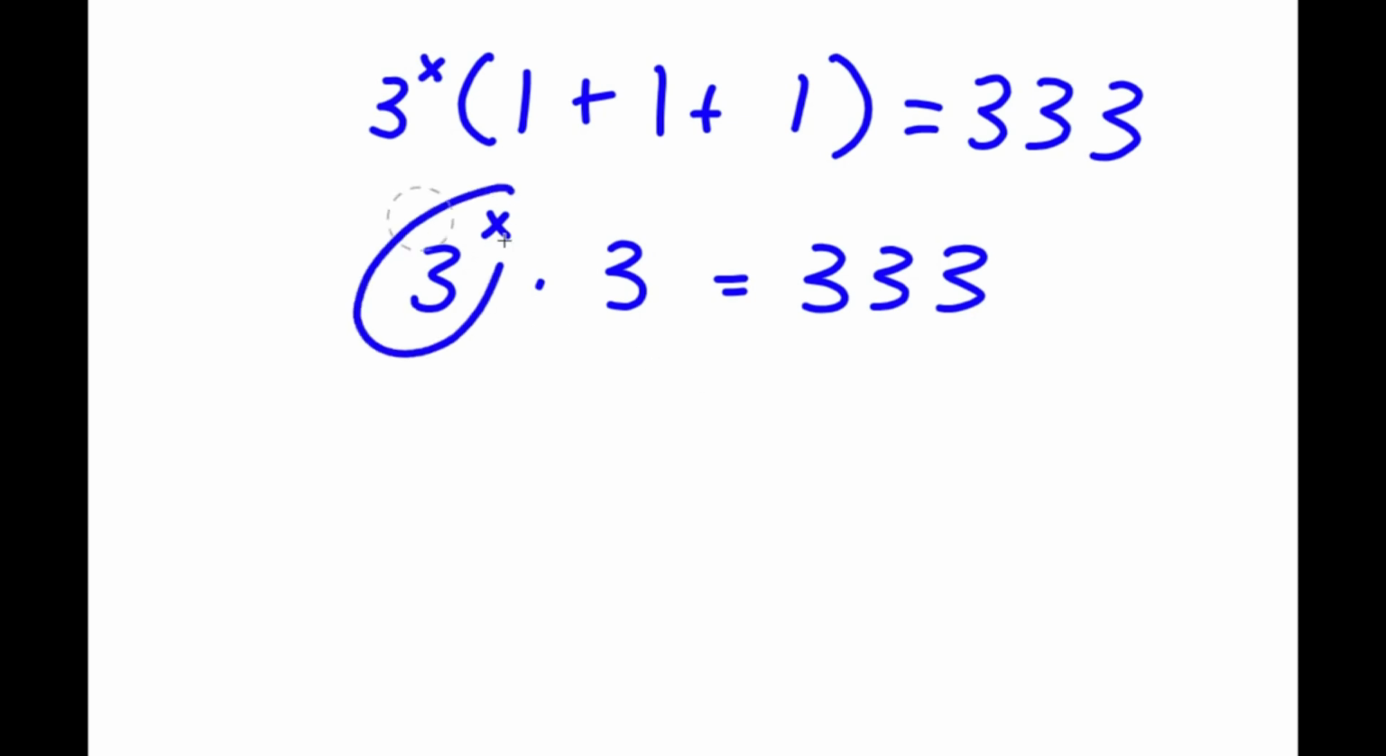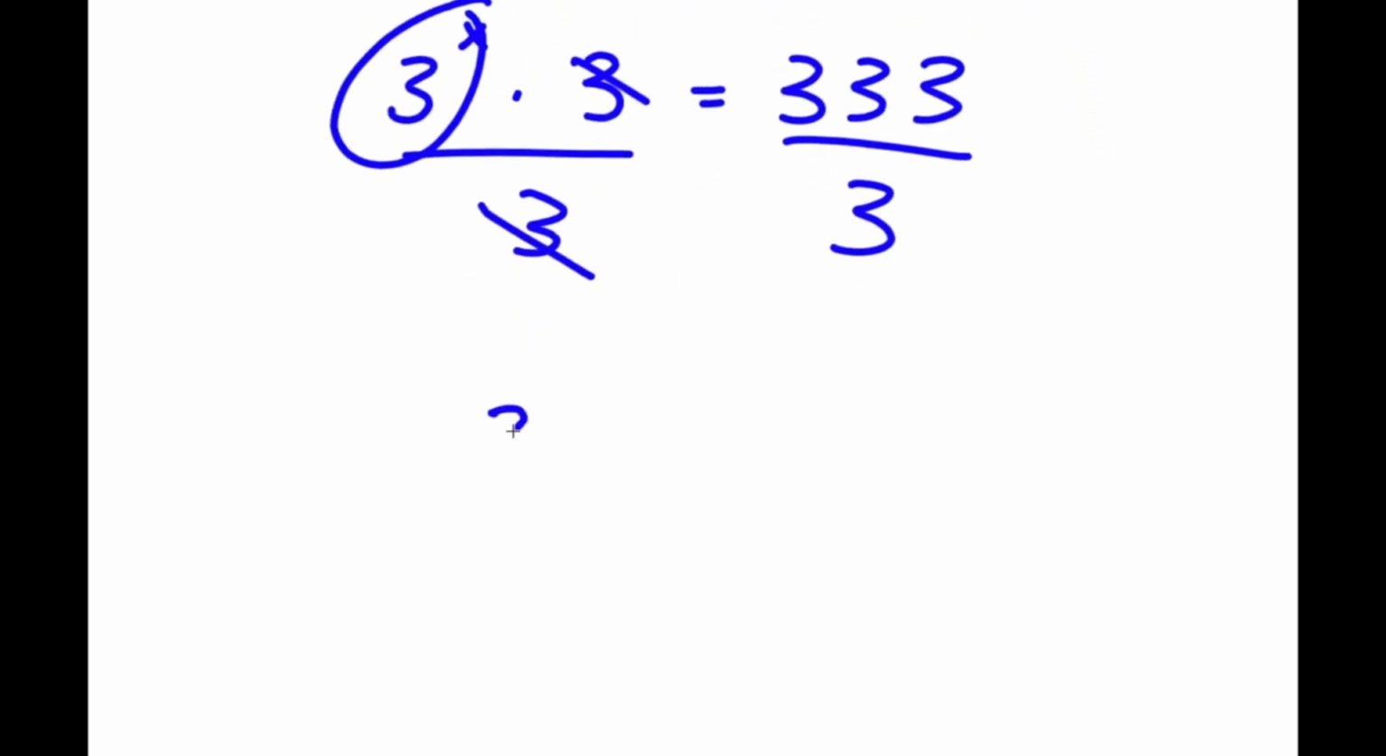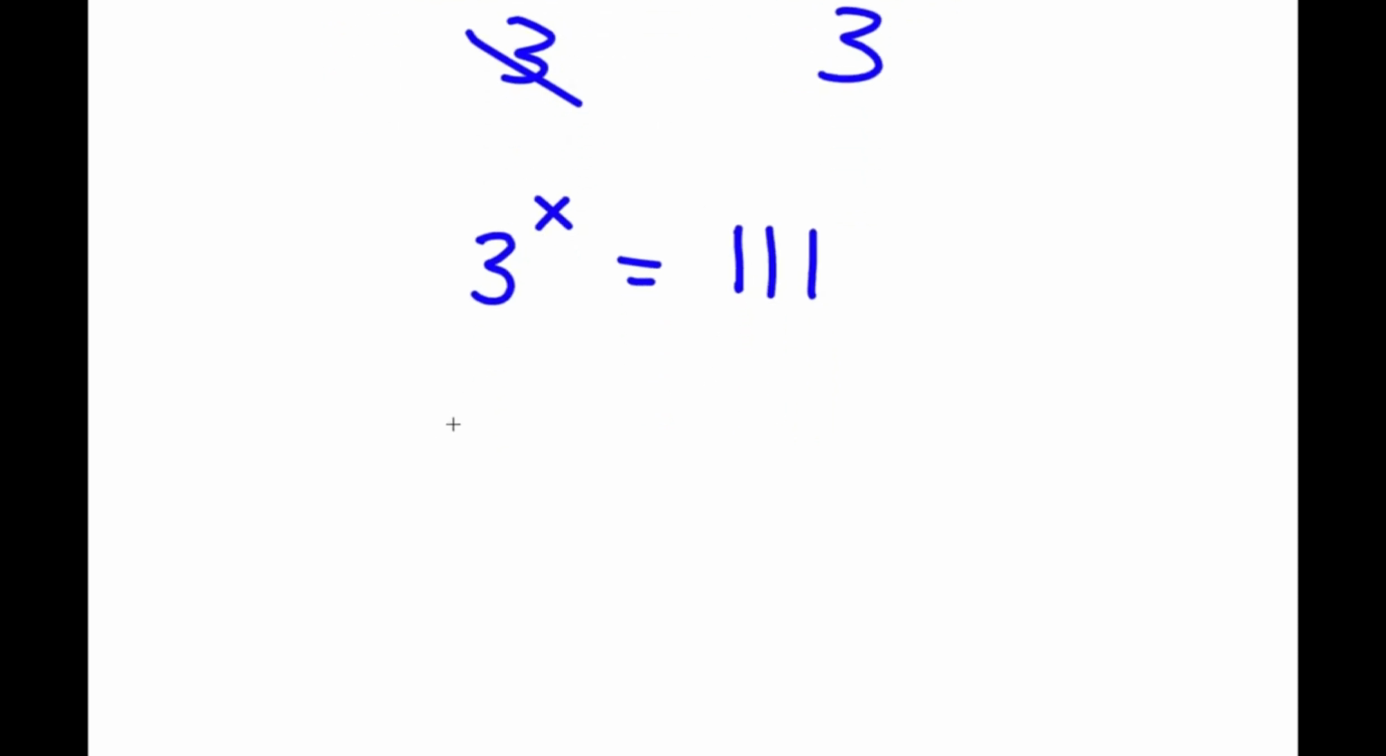So now I obviously want to isolate 3 to the power of x because this is the term that has the variable x that we're solving for. So I want to try to find a way to get rid of this 3. So to do that, I'm going to divide both sides by 3. Now, these two 3's simply cancel out, and I'll be left with 3 to the power of x is equal to 333 divided by 3, which is 111. So now I got this equation, 3 to the power of x is equal to 111. So to solve this, I'm going to take the log on both sides. So now I have log 3 to the power of x is equal to log 111.